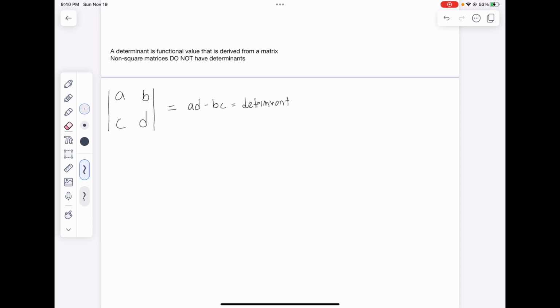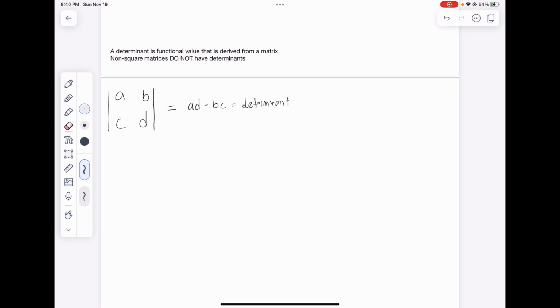So first, a determinant is a functional value that is derived from a matrix, and non-square matrices do not have determinants. So if a question were to say, find the determinant of a matrix, like a 2x3 matrix or a 3x4 matrix, then you can answer NOTA because those matrices don't have a determinant.